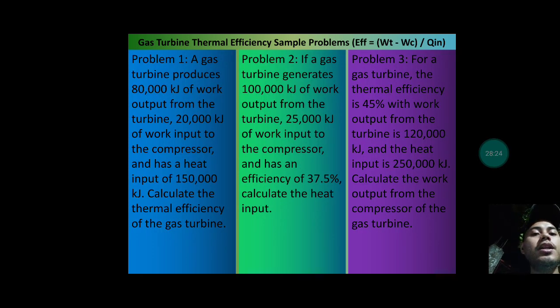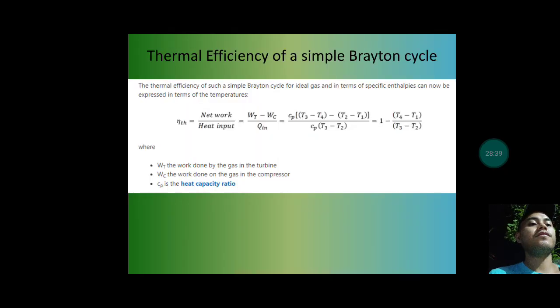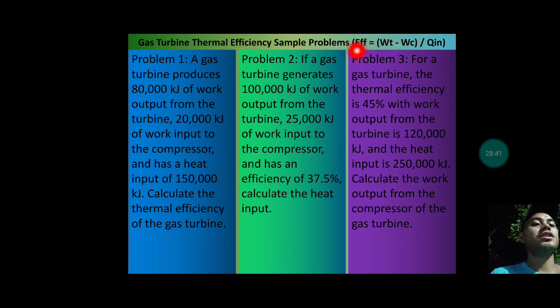Okay, problem number 1. A gas turbine produces 80,000 kilojoules of work output from the turbine, 20,000 kilojoules of work input to the compressor, and has a heat input of 150,000 kilojoules. Calculate the efficiency. The formula is efficiency equals the work of the turbine minus the work of the compressor over Q in. So the work of the turbine is 80,000 kilojoules minus 20,000 kilojoules, the work of the compressor, divided by 150,000 kilojoules, the heat input. The answer for that will be your answer for number 1. Then we have problems 2 to 3 if you want to practice more with these formulas.